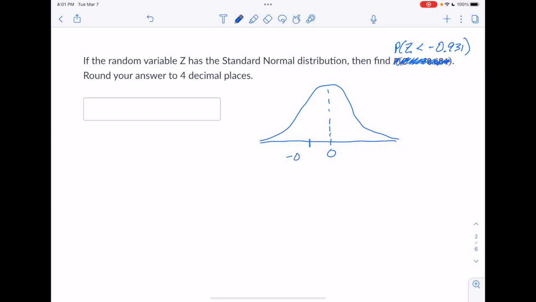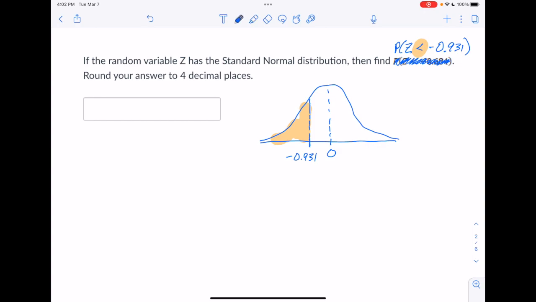So negative 0.931. And then I'll draw a dashed line there. And they want to the left of that. They're showing us the less than symbol right here. So we want this area right in there. So that's what we're trying to find.